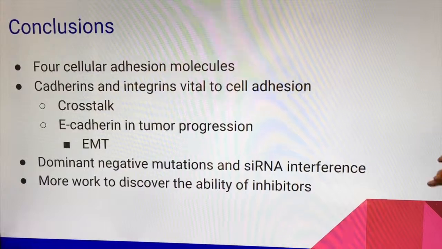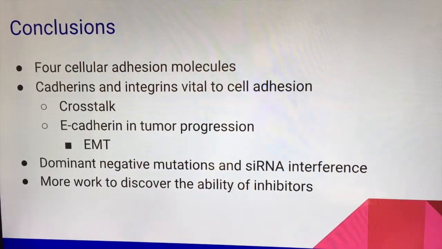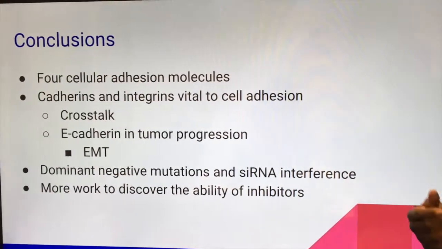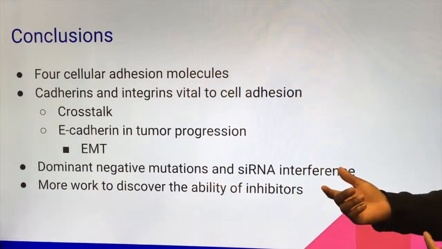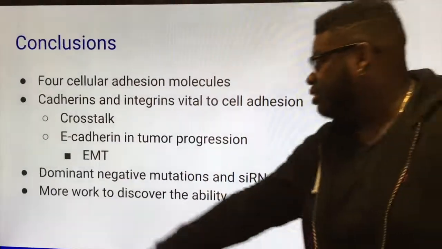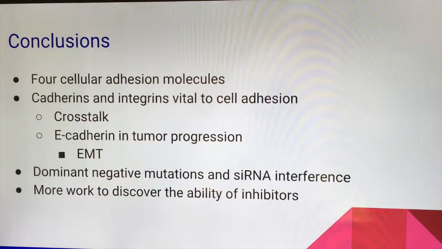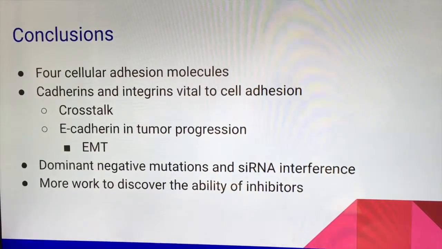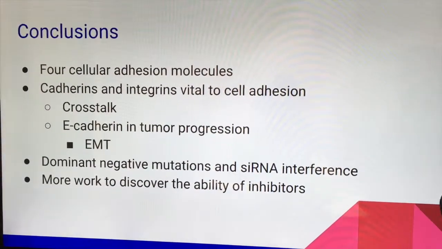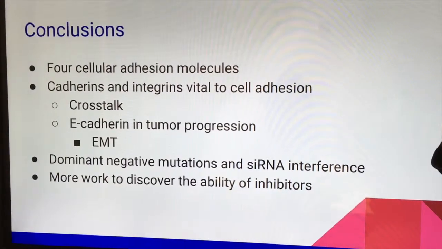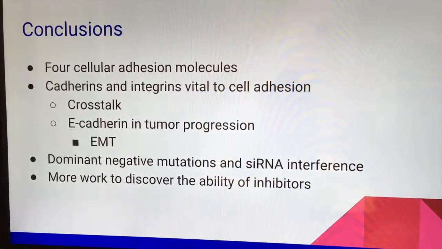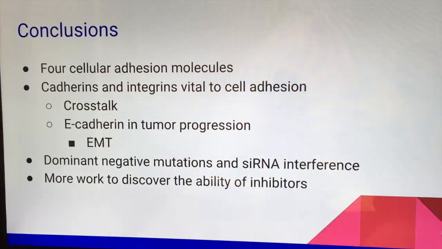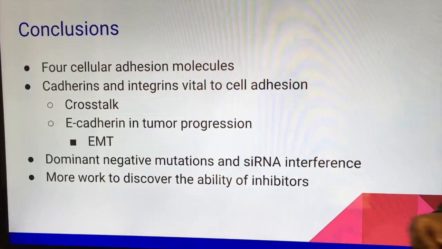If this process is ever disrupted, it could lead to tumor progression. Part of this is the EMT, otherwise known as the epithelial mesenchymal transition. And next, there's the dominant negative mutation and siRNA interference, which have been used in many studies to show how cadherin and integrin interactions are important. Also, there's a lot more work being done to discover the ability of inhibitors to stop tumor progression.